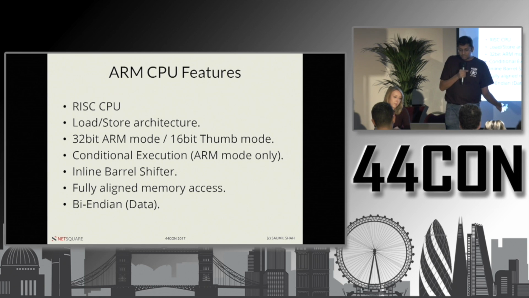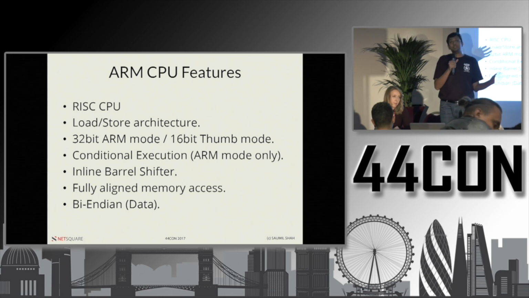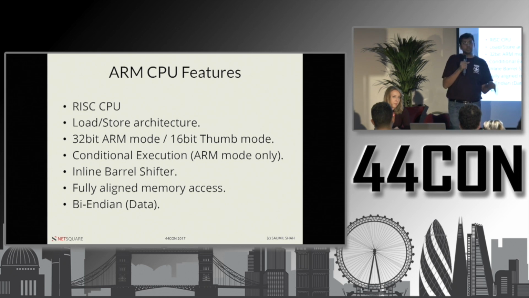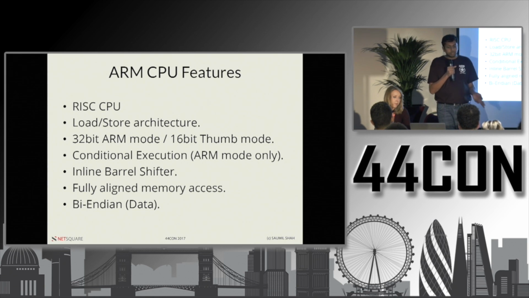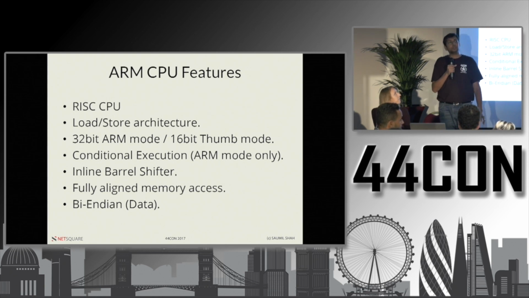Then there's something called an inline barrel shifter. Basically, for arithmetic or numeric calculations, you get the ability to right shift and left shift for free. This is hardwired into the arithmetic and logic unit. So you don't have to pay an extra penalty for multiplication by 2 or division by 2. You get it for free with every instruction. If you don't want to use it, you set the bit shift to 0.